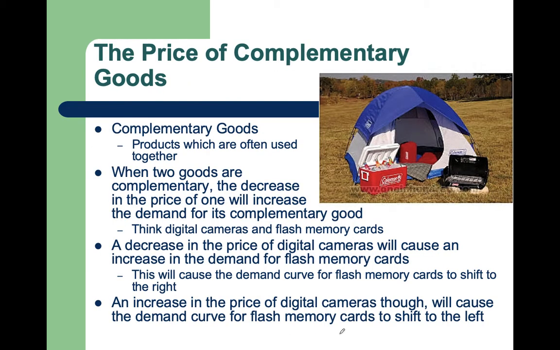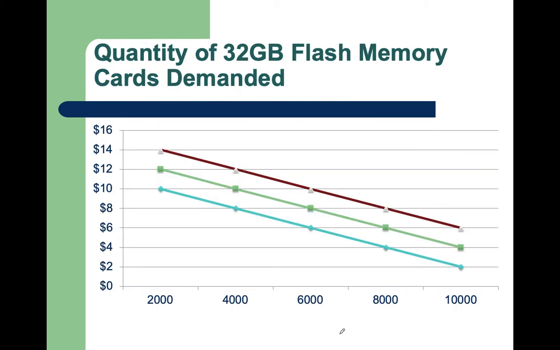pounds of butter. And then the last one that we'll talk about is the price of complementary goods. So complementary goods are just products that are often used together. So let's say we're talking about flash memory cards and digital cameras. High quality digital cameras require a flash memory card to store all the images that you take. So let's say that we're looking at the quantity of 32 gigabyte flash memory cards that are demanded. And if we're selling them for $8 a piece right here, let's say there are 6,000 that are being demanded.